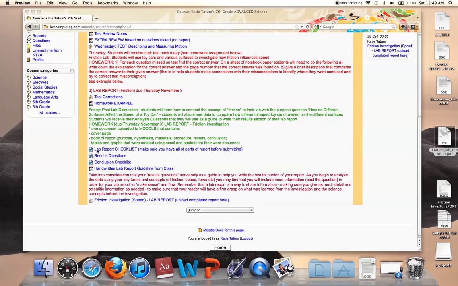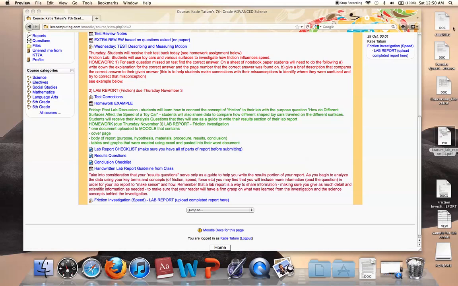So that is what all of these links are, and they are there to help you and guide you in writing the lab report. And I will have a separate video that will actually go over what the lab report looks like after you have done all of that. So you want to make sure that you have your checklist and your results questions printed out so that as you're working you have all of that stuff available to you.